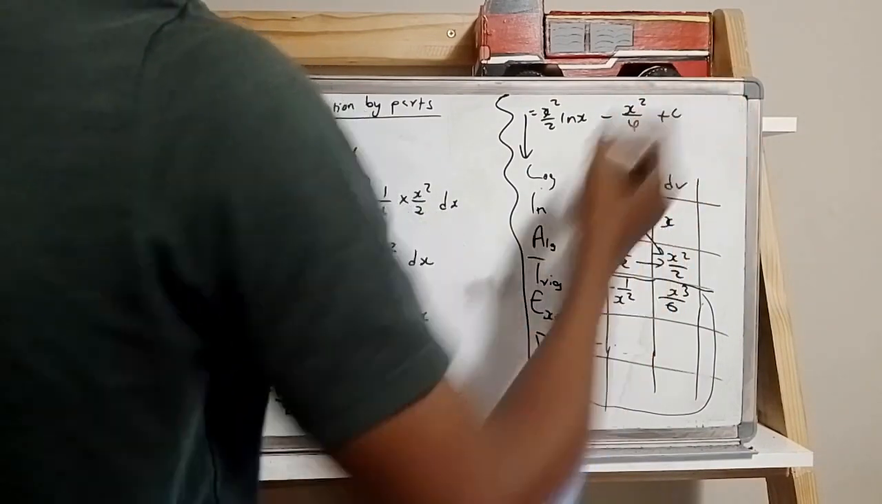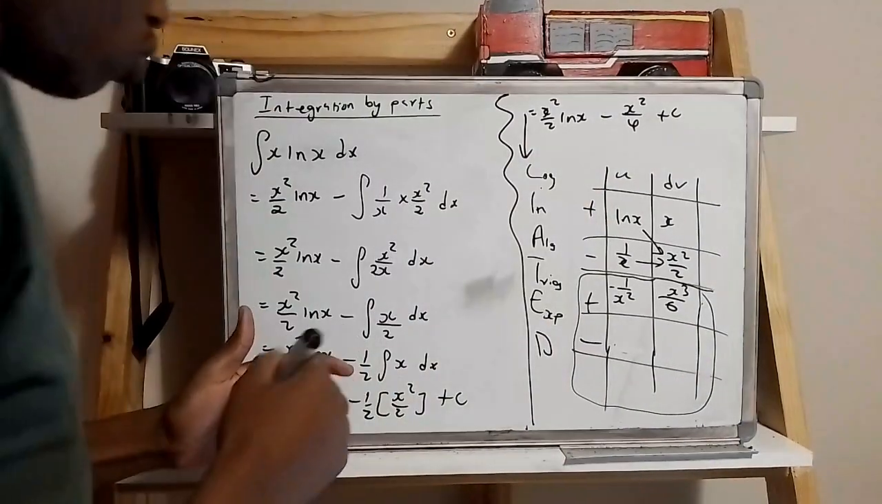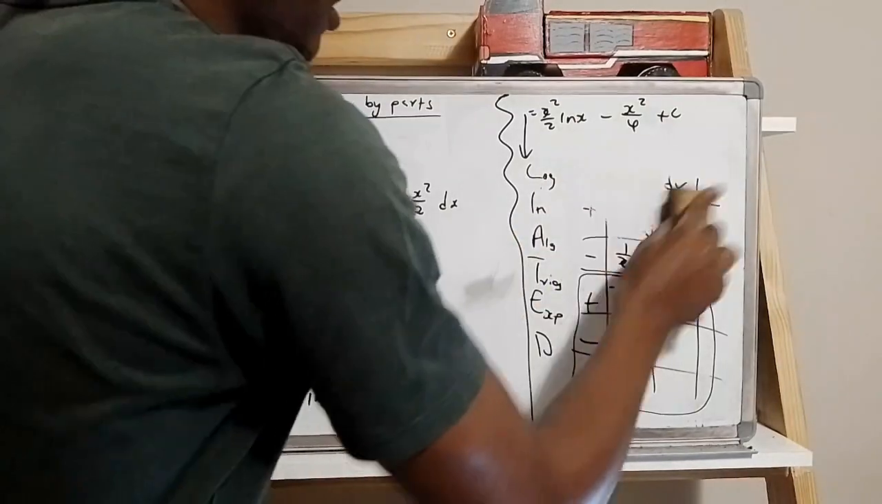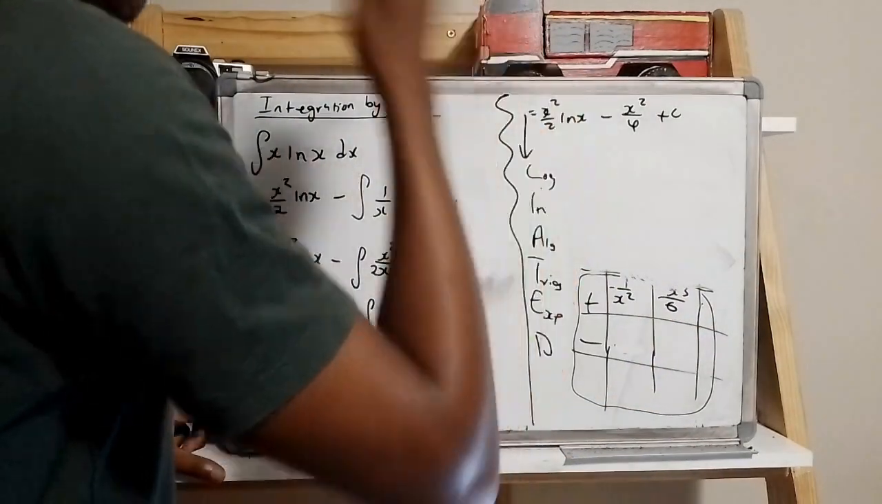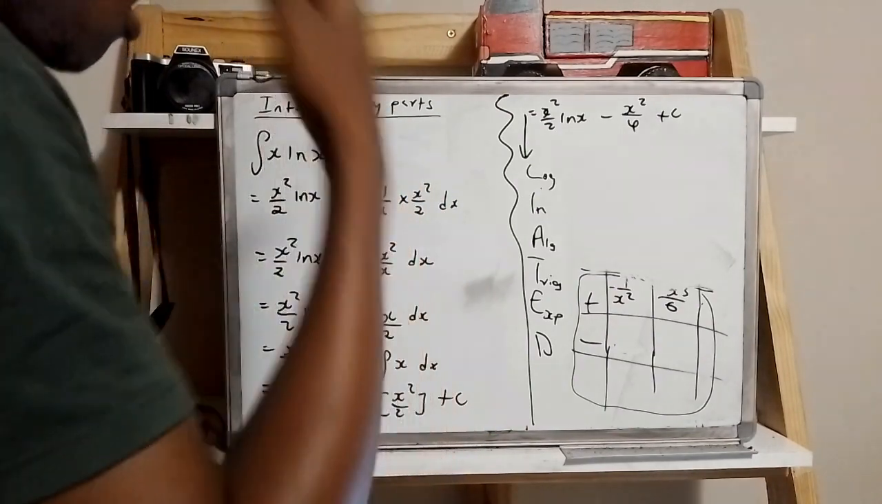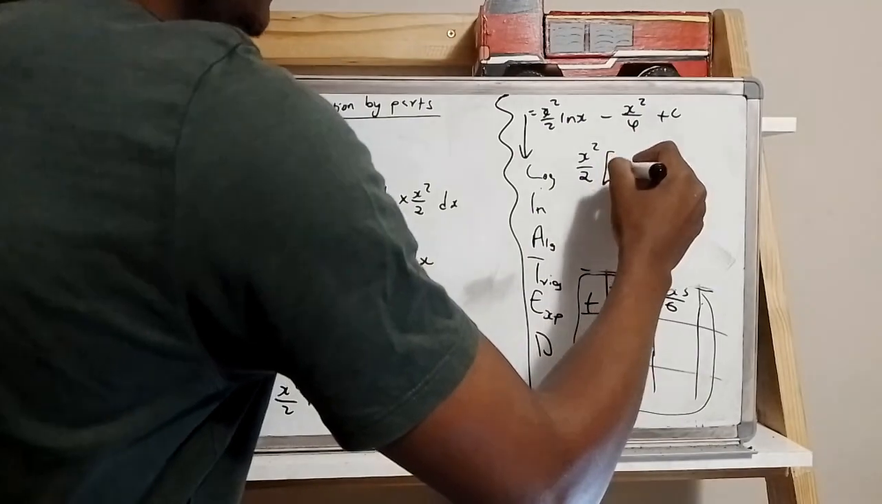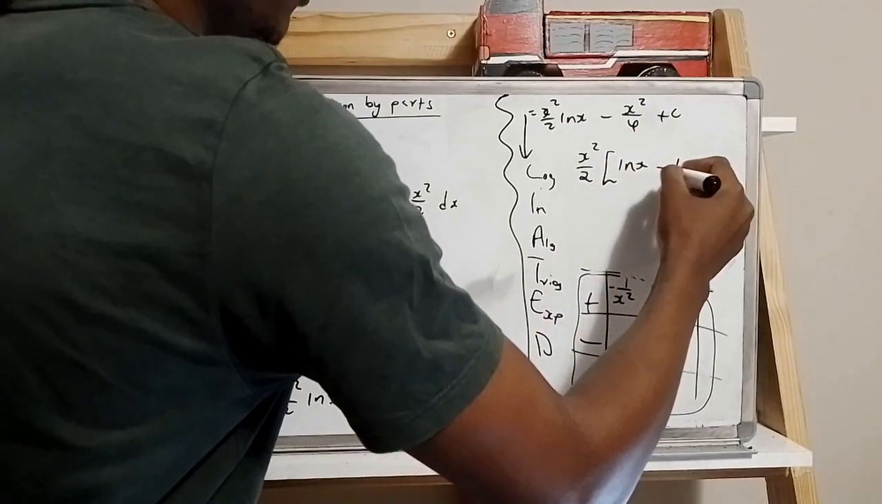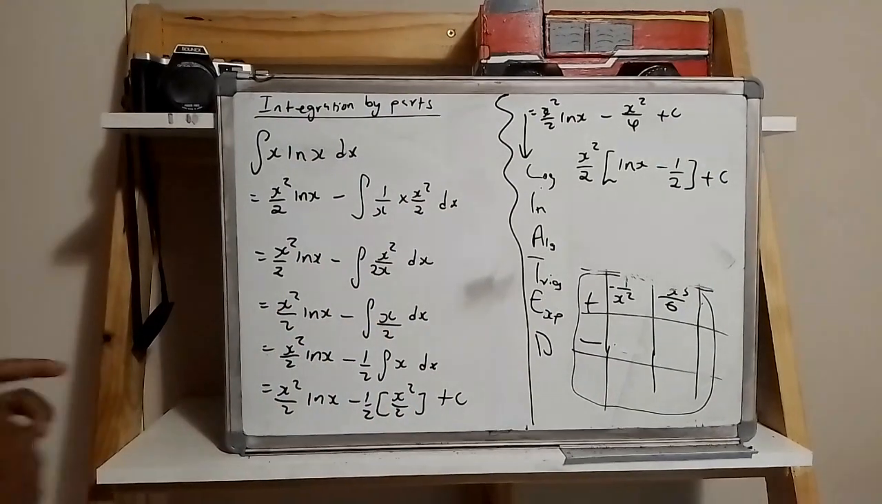Right? Then if you want to take out the common factor, you can, which is x squared over 2. Let me just erase here. You can say, I want to take out the common factor of x squared over 2, and I'll be left with ln of x minus 1 over 2 plus c. That is my solution. I hope you understand.